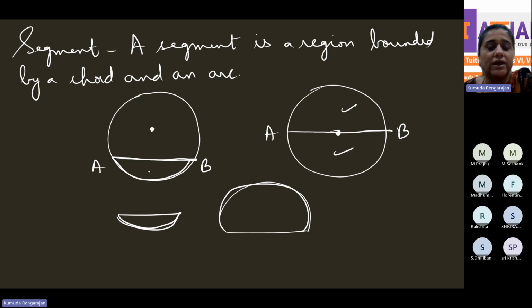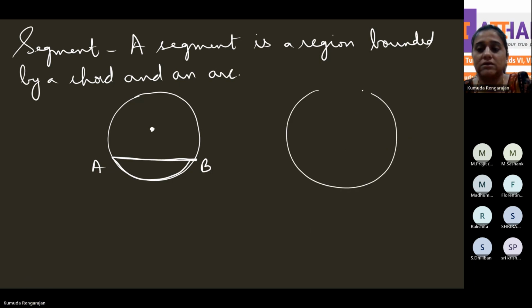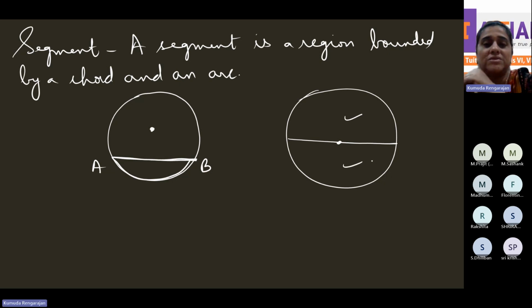Now the question is, how do we find the area of the segments? Area of sector we understood. How do we find the area of the segments? I was telling you that if the center lies on the chord, then each of these regions is called a semicircular region. And a semicircular region is both a sector and a segment at the same time because it satisfies the definition of both sector and segment.